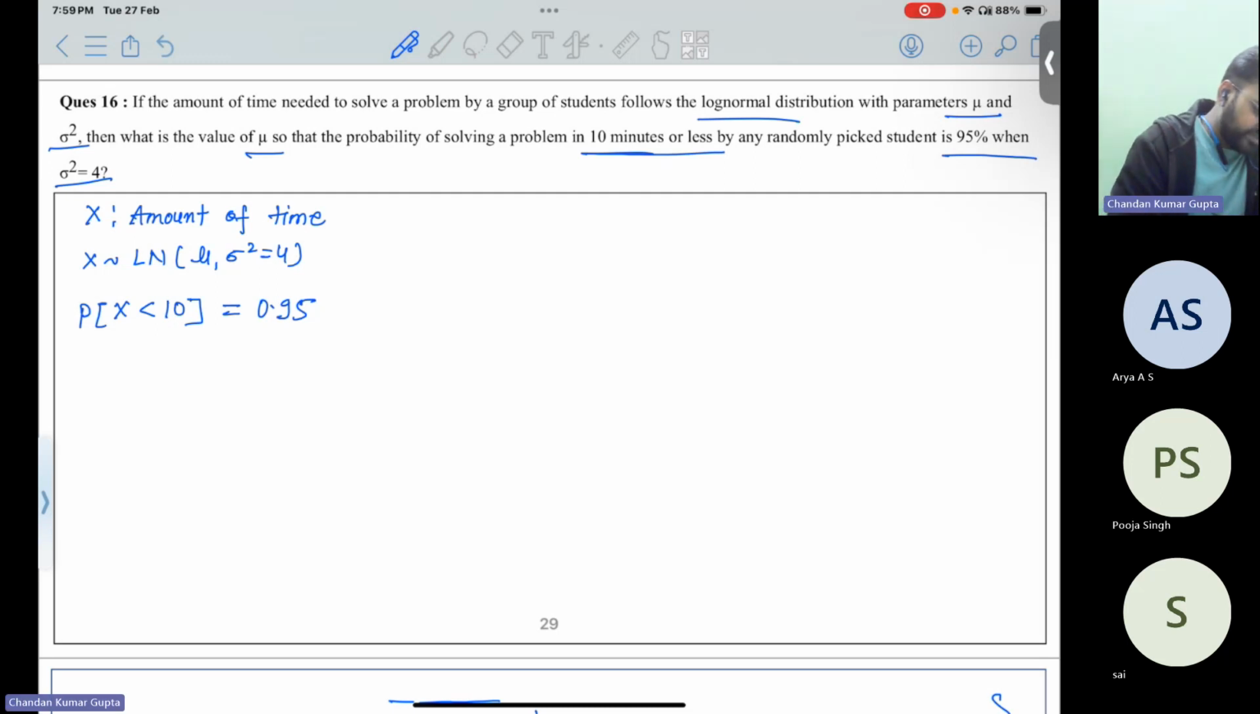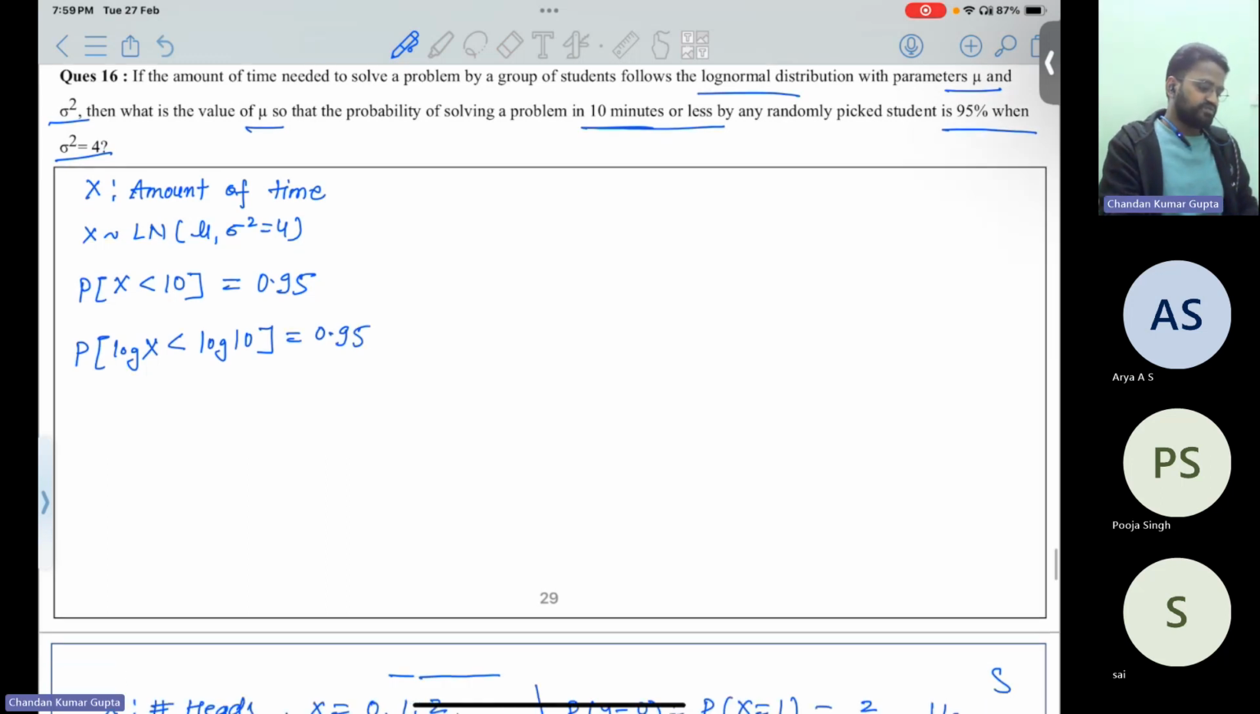Okay. So that means what? If we consider taking log, then the probability that log of X is less than log of 10 is equal to 0.95. Okay, it is a probability. Okay, we have considered log of X less than log of 10, which is equal to 0.95.